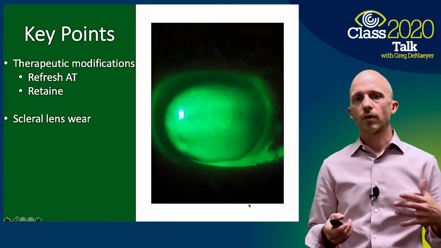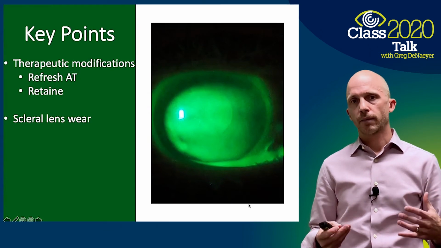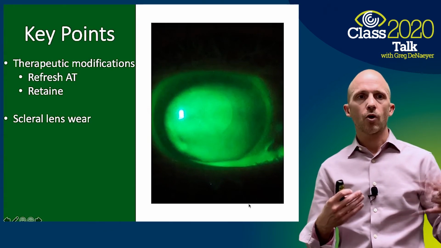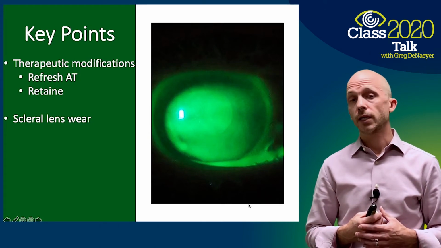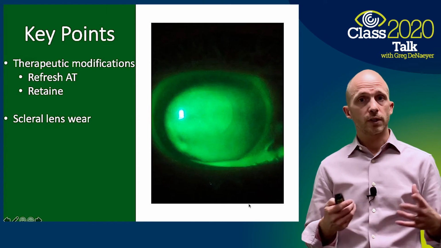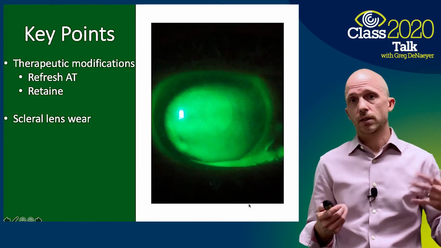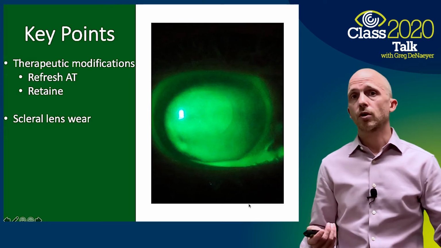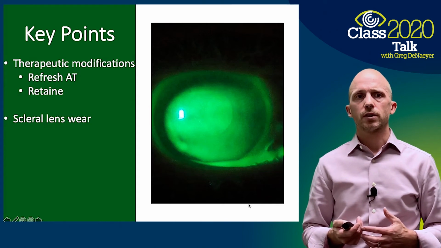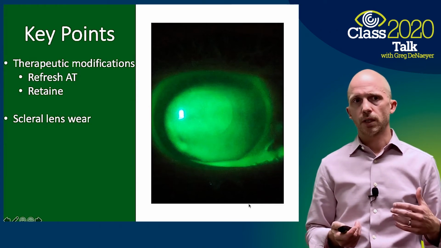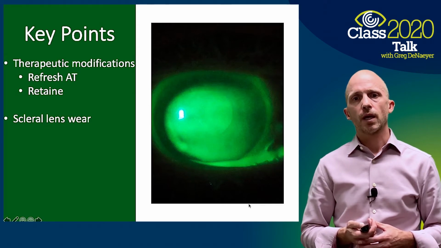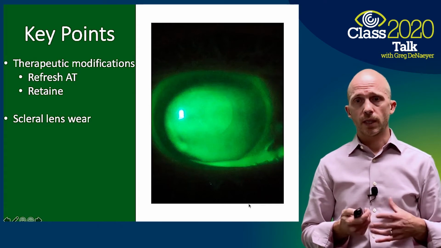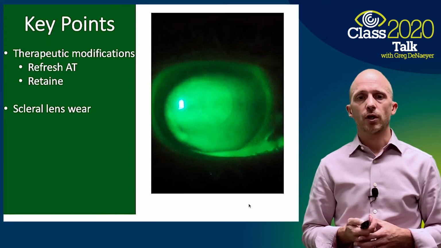Some key points for her case: therapeutic modifications. Basically, we're co-managing this patient with her ophthalmologist, so she continues her Refresh and Retain drops. And of course, even though her cornea is significantly improved in her left eye, she continues her scleral lenses. So she's going to benefit from those, and if she has any more flare-ups or problems, the scleral lenses will help to keep her cornea healthy and her vision sharp.